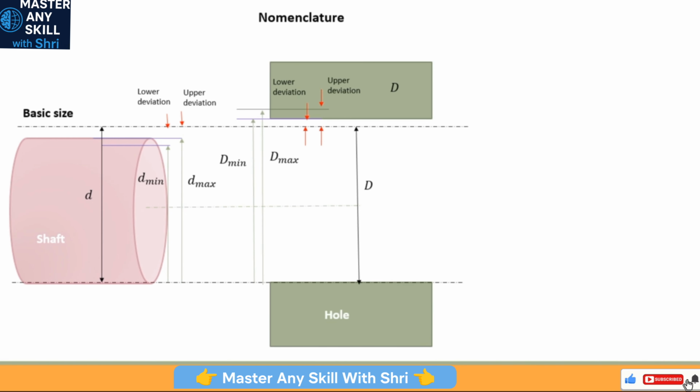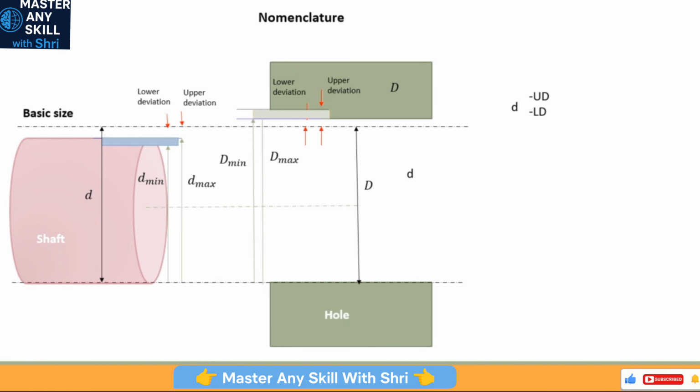So if you want to define a tolerance zone, the tolerance zone is defined from the lower limit to the upper limit. From d min to d max, that difference will be the tolerance zone. So within this zone only the variation of the shaft can happen. Similarly, the same case for the hole. Between capital D min and capital D max, that is the tolerance zone for the hole.